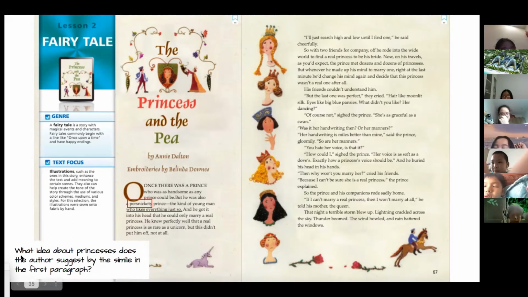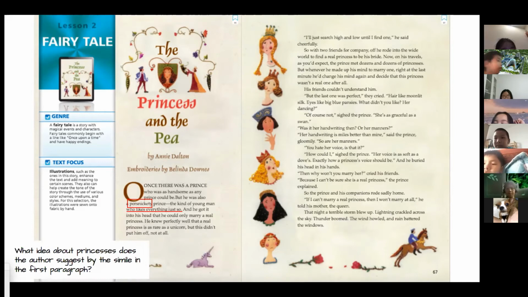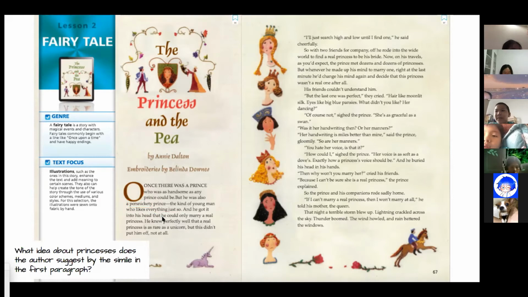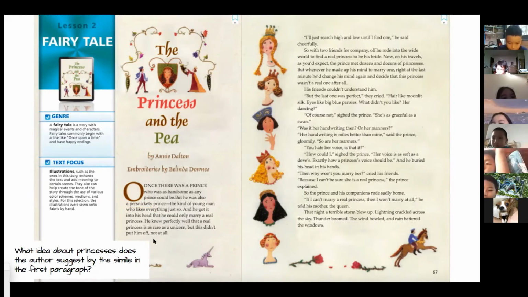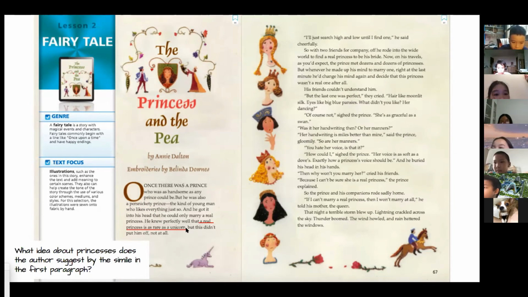Okay, so what idea about princesses does the author suggest by the simile in the first paragraph? So who sees a simile in the first paragraph? Mingcho, what simile do you see in the first paragraph? I see, a real princess is as rare as a unicorn. And what does this simile give? What idea does this simile give us about princesses?